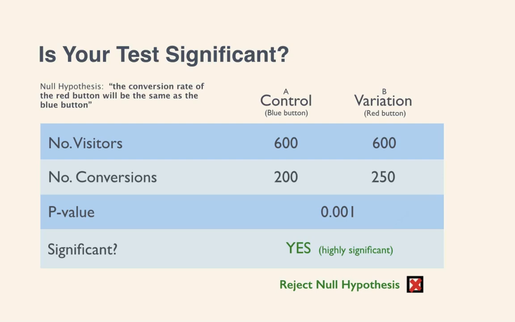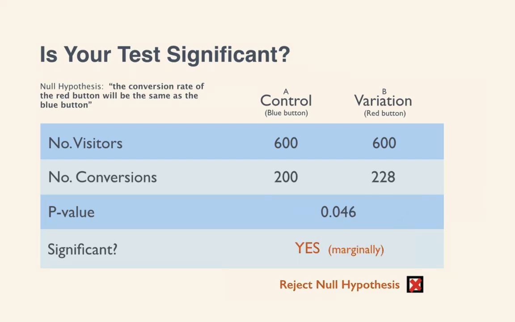Okay, in this version, where the null hypothesis is that the conversion rate of the red button will be the same as the blue button, we've had 600 visitors to the control A and 600 to the variation B. So 200 people have pressed the blue button and 250 have pressed the red button, a difference of 50. Now that calculates, with the sample size of 1200, through the calculator, the tables and the equations that are going on in the background, to 0.001, which is highly significant. So we can reject that null hypothesis. There is a conversion rate difference.